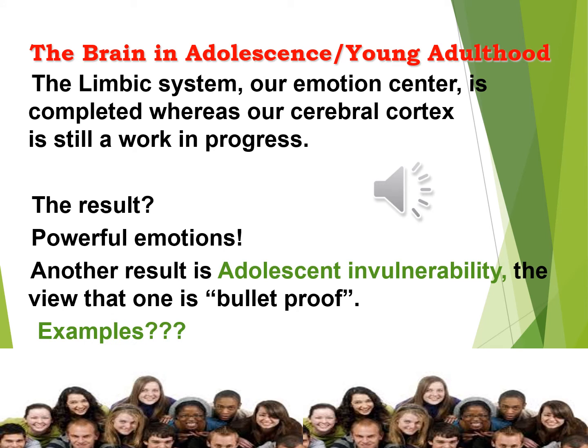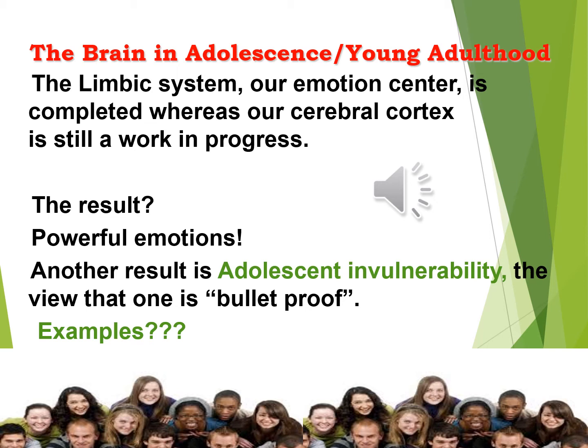Let's now consider the brain of the adolescent and the young adult. We're going to consider a structure that we haven't mentioned up to this point, the limbic system. The word system implies a group of structures. Think of perhaps the solar system, a group of celestial structures. The limbic system, in part, contains our emotion center.